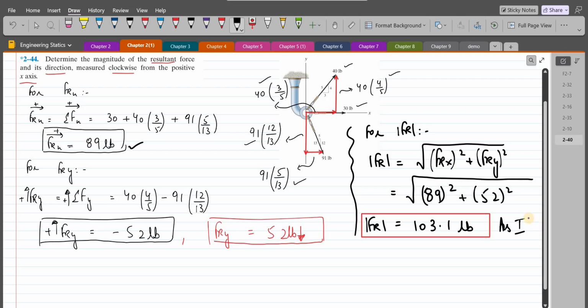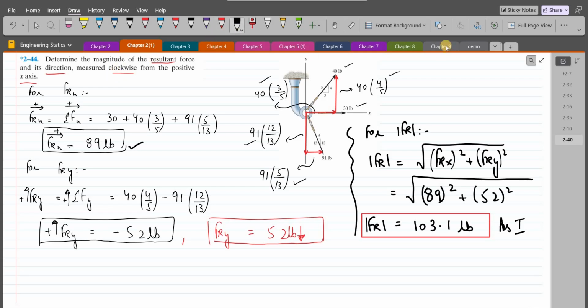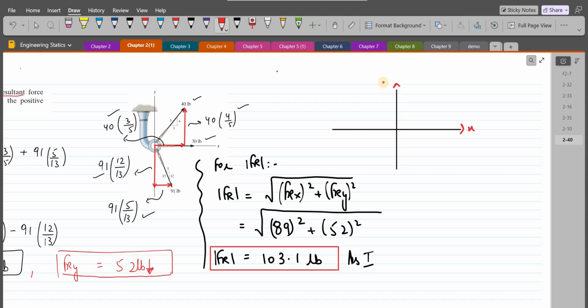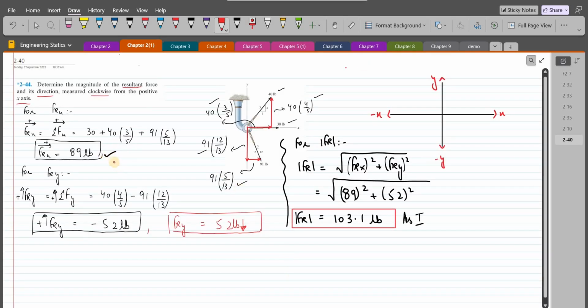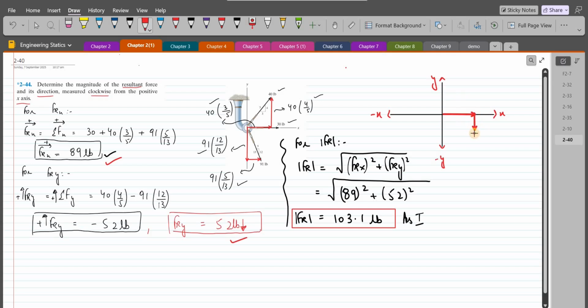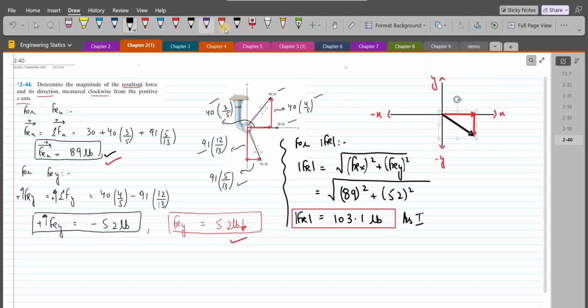Now we have to find the direction of the resultant force, which has to be measured clockwise from the positive x-axis. If I draw the resultant force, it would look something like this. This is the x-axis and that's the y-axis. This is the negative x-axis and that's the negative y-axis. Using the head-to-tail rule of vector addition, we have Frx in the positive x-axis and Fry in the negative y-axis. The resultant can be drawn from the tail of the first vector to the head of the last vector. Let's label them: this is Frx, this is Fry, and this is the resultant force Fr.